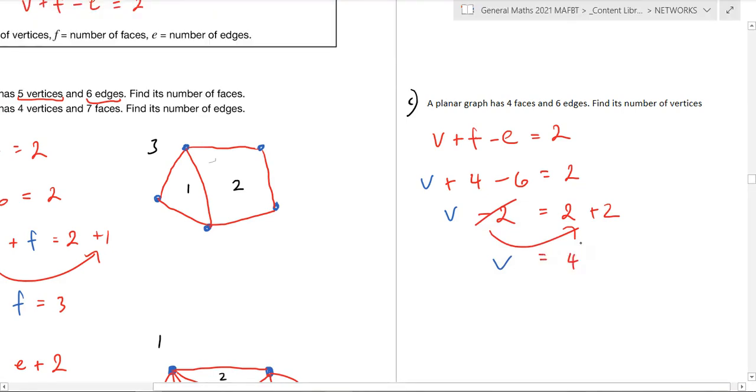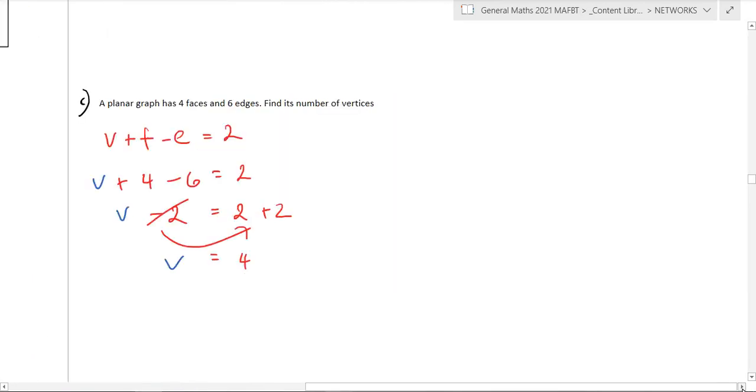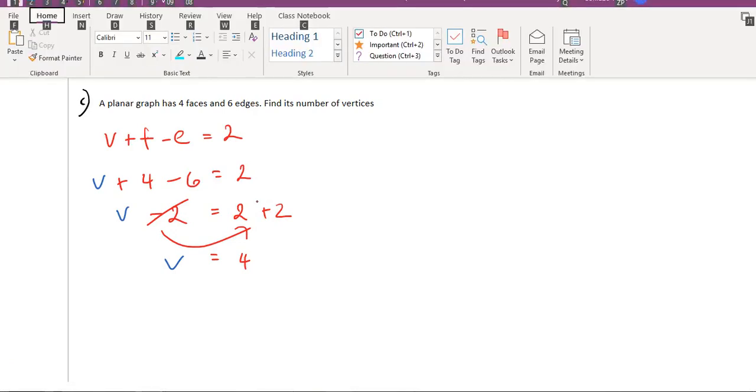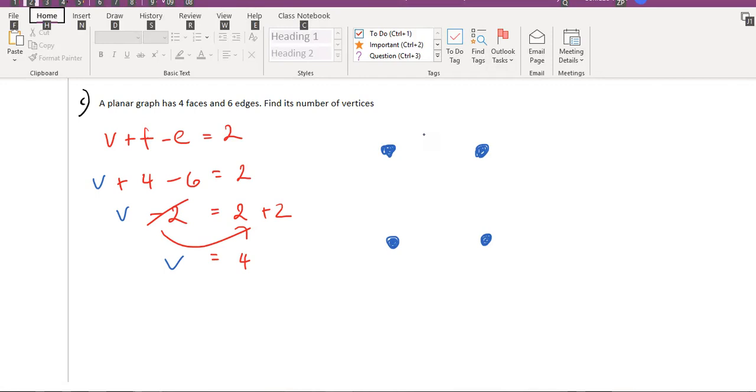Okay, so now we have to draw this to make sense of it. So I can see it's got 4 faces, 6 edges, 4 vertices. So drawing my vertices first. 1, 2, 3, 4. I've got 6 edges to play with, and I need to make 4 faces. So let's make this work.